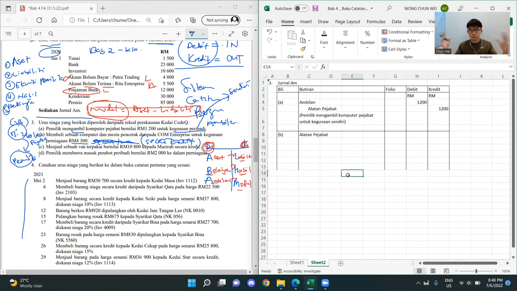Okay, so now, very simple. Once you debit satu account, the other account must be credit. Now you know, alright, debit credit. So what do we credit now? So, siapa yang kita beli ini daripada? Daripada COM Enterprise. Therefore, we have to credit COM Enterprise. And if you did your BAP 2, Persamaan Perakaunan, we know that this is actually account belum bayar because it's a credit. So we can do something like that, COM Enterprise.